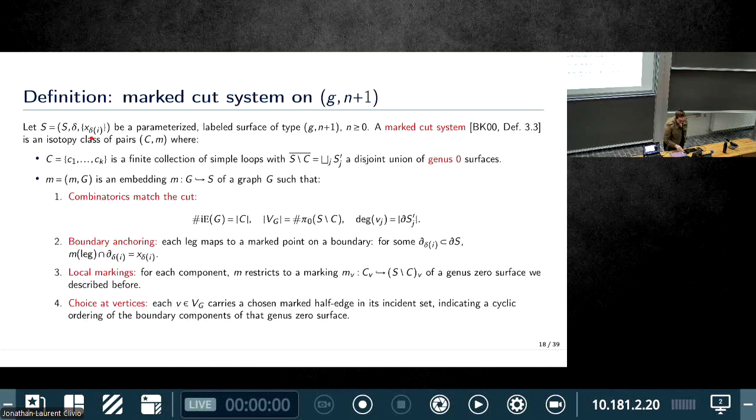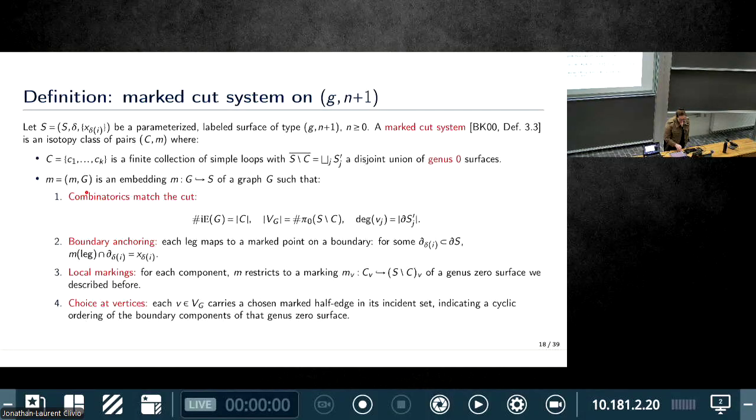Okay. So, start with my parameterized labeled surface. I'm going to have pairs. So C is a cut system, so my finite collection of simple loops. And I want this to be genus 0 surfaces. So I'm going to cut my surface into genus 0 parts.